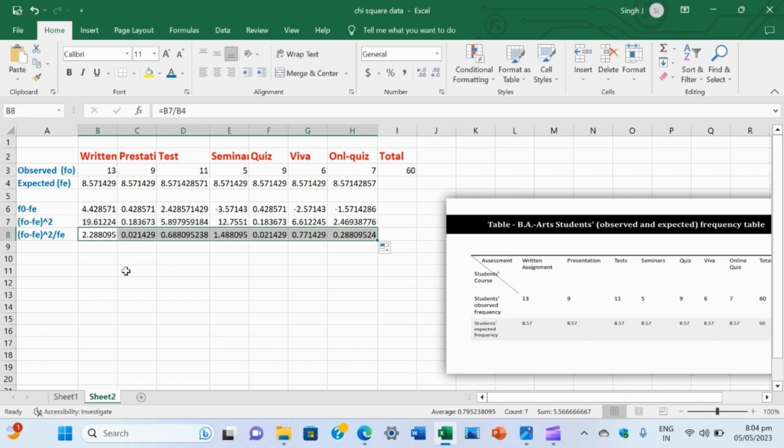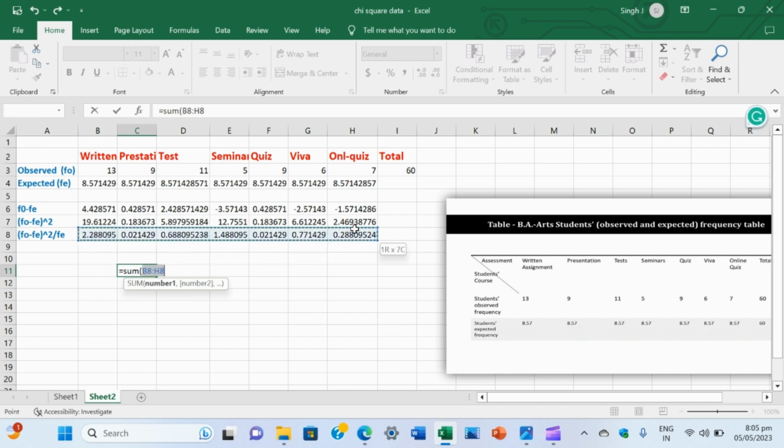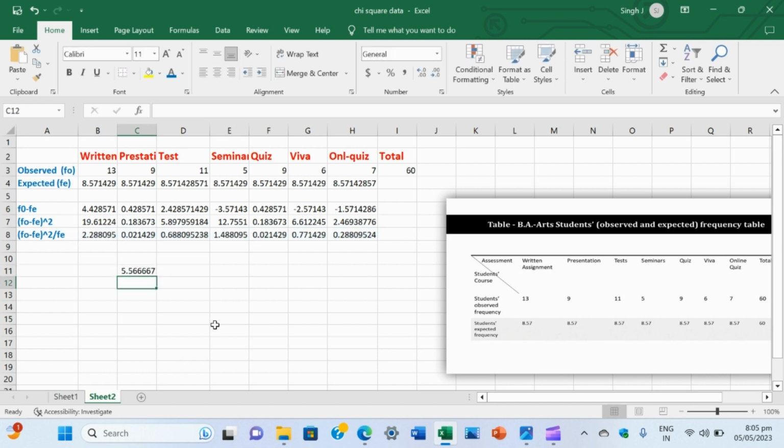Now for the value of the chi-square test, we find the sum of these values, that is the sum of f4 minus fa square divided by fa, so we write equal sum and open the parenthesis and select the cells of which we want to find the sum, and then close the bracket, and we click the enter button, and we find the value, that is 5.566667.